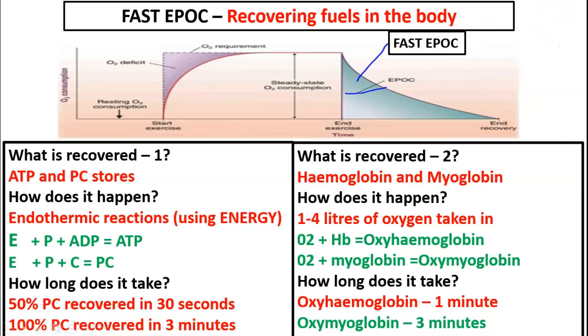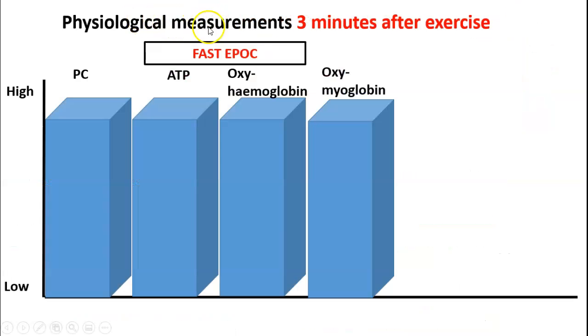Now, just to go back to what we looked at before, if we have just completed fast EPOC, what would our body look like after 3 minutes? Let's have a look here. Physiological measurements 3 minutes after exercise. This is not specific, of course. I'm not giving you specific physiological numbers, but I'm just saying at the end of fast EPOC, you would have high PC stores, high ATP stores, high oxyhemoglobin, and high oxymyoglobin, because you've had the 3 minutes. What you have to understand is specifically how these happen and the processes behind them.